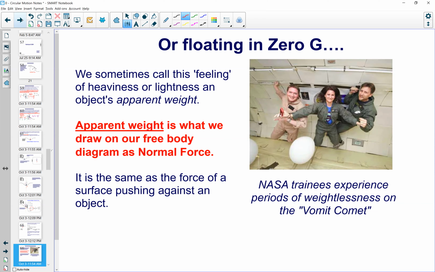But they call it the vomit comet because it's not like a roller coaster where it lasts for a minute or so. It's going to last for half an hour, 40 minutes, while they're going up and coming down, and going up and coming down, and going up and coming down. After a few of those, sometimes people do get a little bit ill. And so that's where the nickname came from.